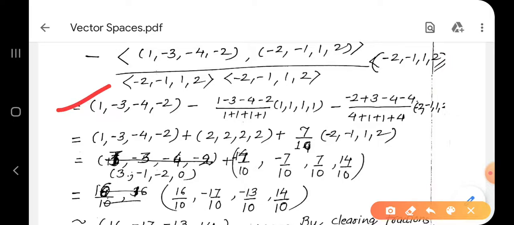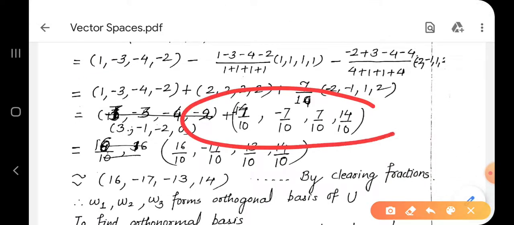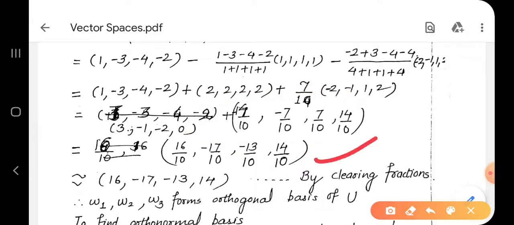Now let me clear one concept here. If your answer appears in such a way, with fractions, then clearing the answer means multiplying that whole term by that fraction's denominator. Meaning here, if you see carefully, suppose this is your answer: 16 by 10, minus 17 by 10, minus 13 by 10, 14 by 10. This is your answer after doing all the calculation.